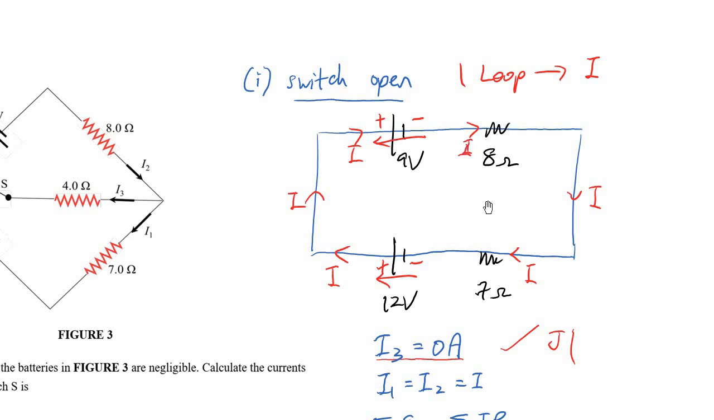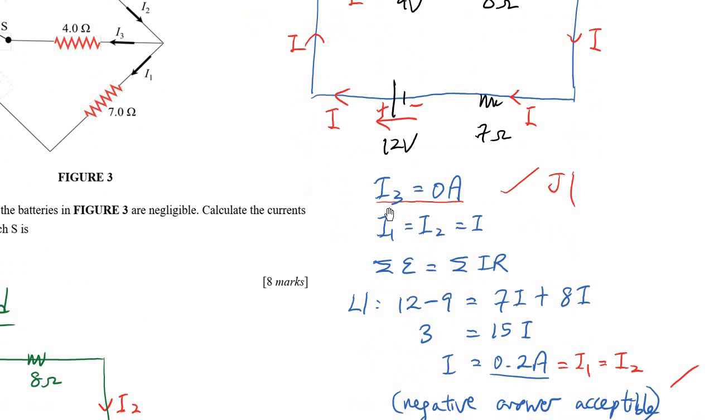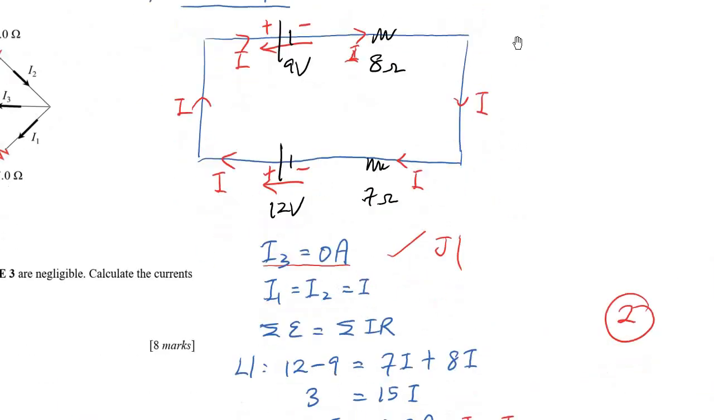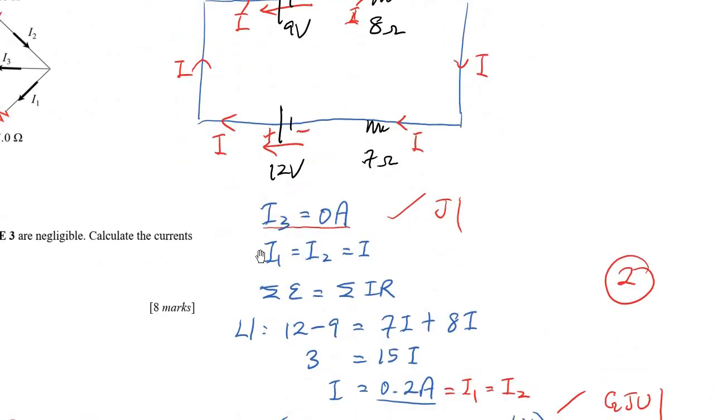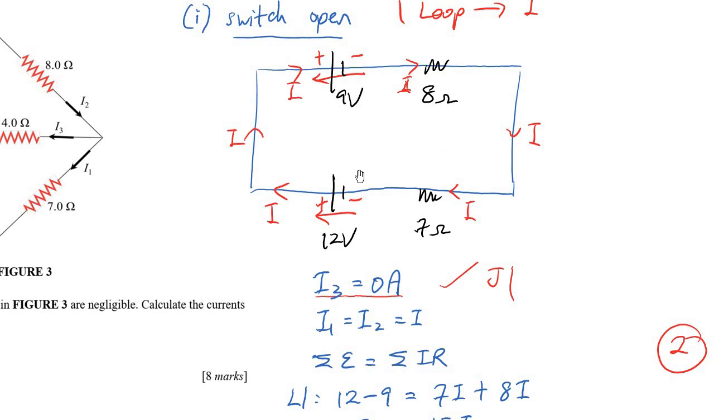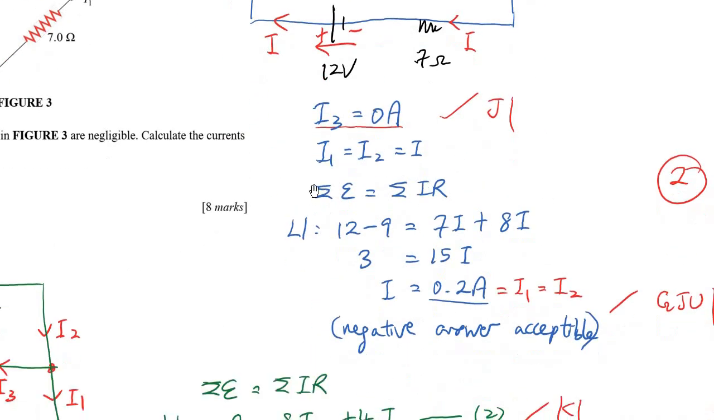And then for one loop, I3 when open becomes 0, and I1 is equal to I2, equal to I. As I said just now, one loop, only one current. So I1 and I2 are the same current, I. For one loop there's no junction, so no need to apply Kirchhoff's first law, current in, current out. Only Kirchhoff's second law, only one equation needed: total E equals total IR.